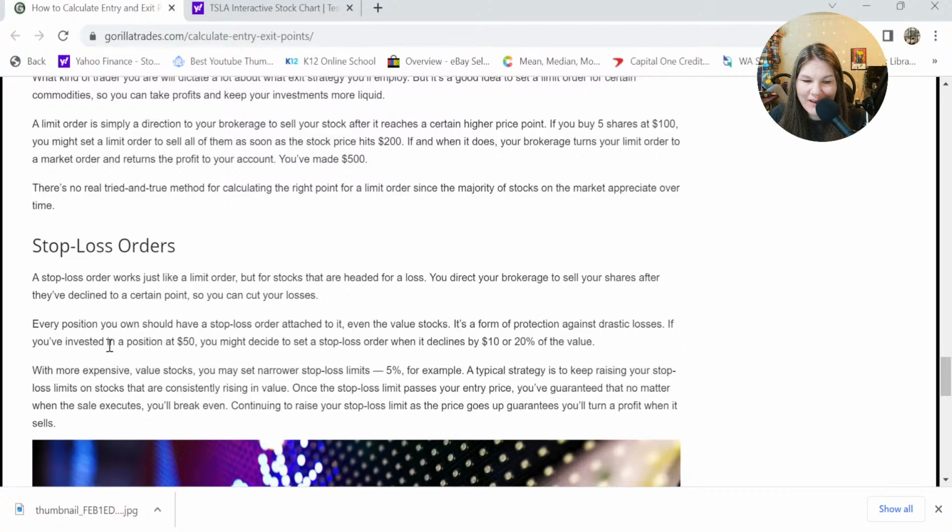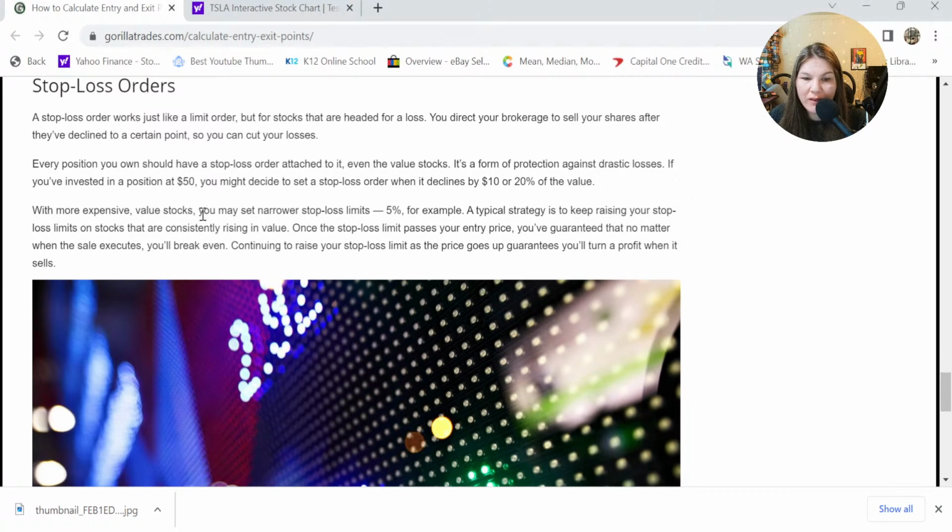If you've invested in a position at $50, you might decide to set a stop loss order when it declines by $10 or 20% of the value. With more expensive value stocks, you may set narrower stop loss limits, 5% for example. A typical strategy is to keep raising your stop loss limits on stocks that are consistently rising in value. Once the stop loss limit passes your entry price, you've guaranteed that no matter when the sell executes, you'll break even. Continuing to raise your stop loss limit as the price goes up guarantees you'll turn a profit when it sells.